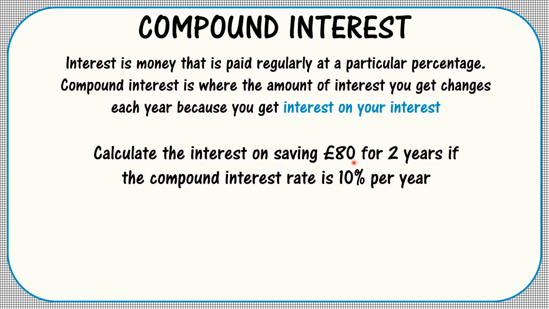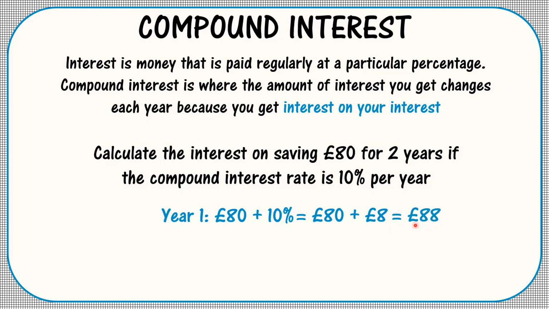Calculate the interest on saving £80 for 2 years if the compound interest rate is 10% per year. So you put £80 in your bank. Each year it increases by 10%. Let's go through this. Year 1, you have a starting value of £80 plus the 10% at the end. So you'll find 10% of £80, which is obviously £8. £80 plus £8 equals £88.